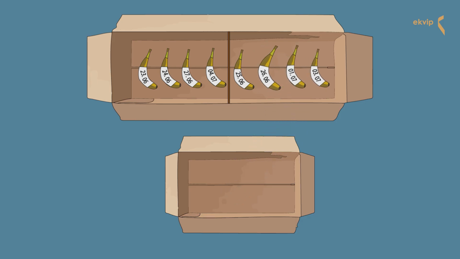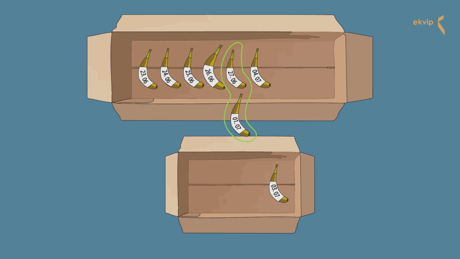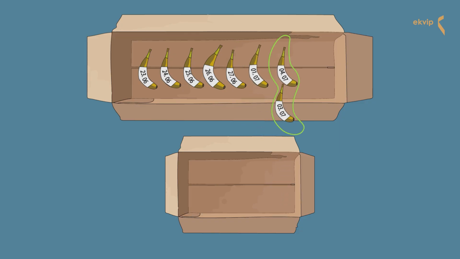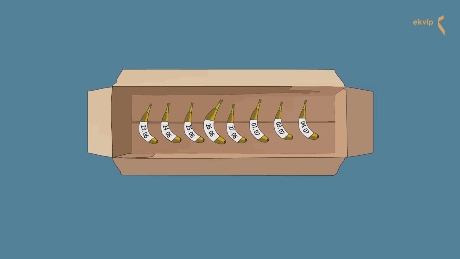Now comes the final merge. The 4 bananas on the right are moved into the extra box and compared with the bananas in the original box. After this step, all our bananas are sorted.